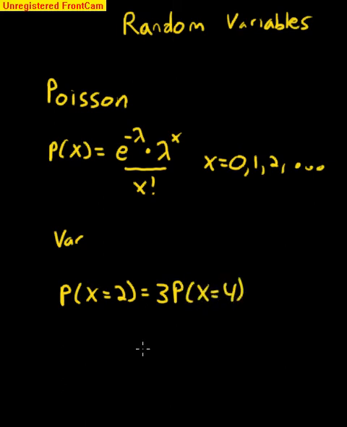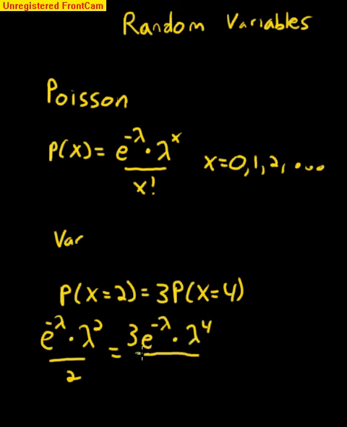So, this is what we're being told essentially. We can now apply our PMF to this problem and figure out exactly what our variance is. So we have e to the negative lambda times lambda squared over 2 equals e to the negative lambda times lambda to the 4th over 4 factorial. 4 factorial is 24.